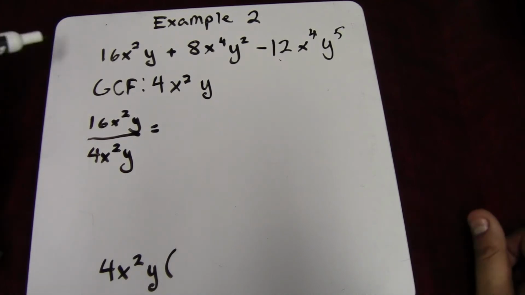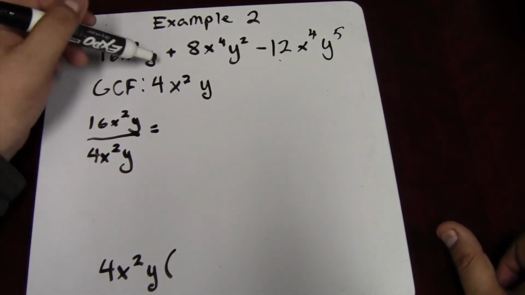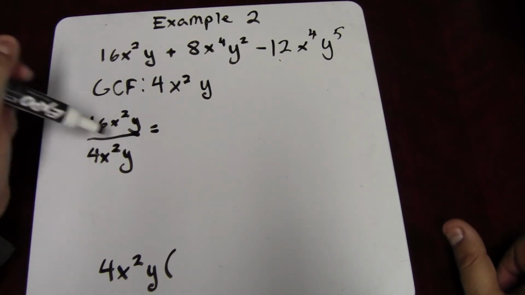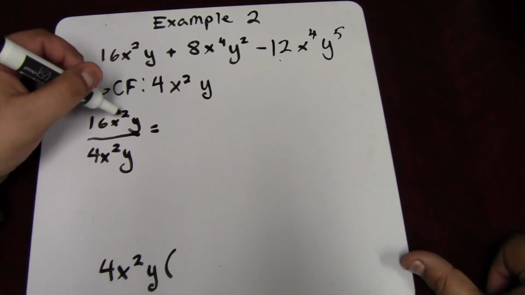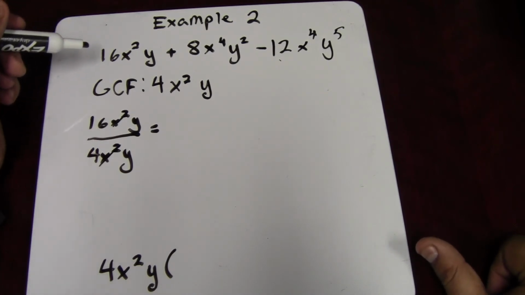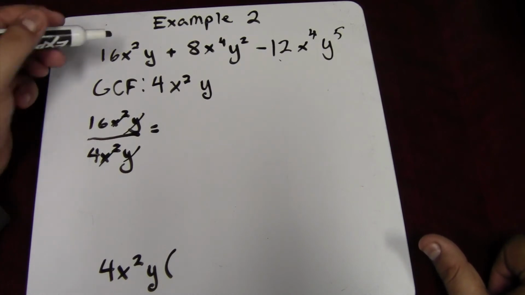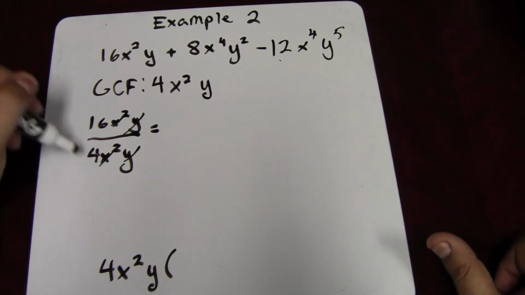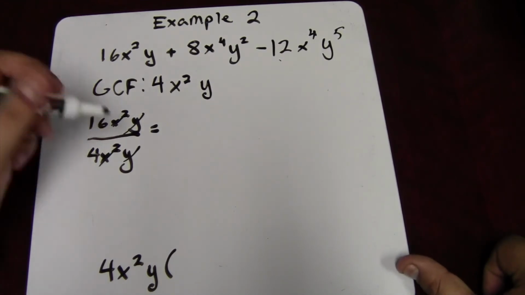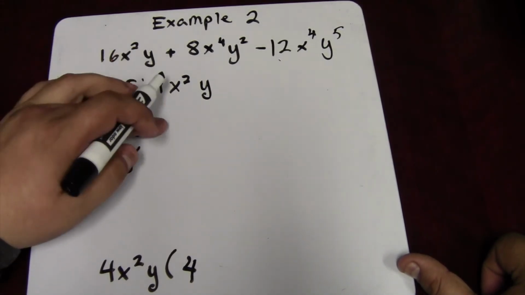Let's take a look at this one first. 16x squared y, which is this term, divided by 4x squared y. Well, we can see that this x squared and this x squared are going to divide out to 1, so we can cross those out. Same with these y's, that divides to 1 as well. So all that's left here is a 16 divided by a 4. And 16 divided by 4 is 4. So we write that here.